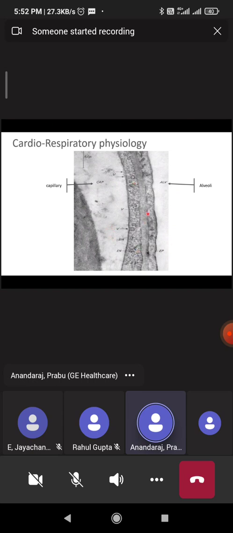Now, right now, only the gases are allowed to exchange. The blood in the capillary is not allowed to enter into the alveoli. So this is called the blood alveolar barrier. Under normal circumstances, it will not allow the blood to come from here to here, or any content of the blood, meaning the plasma, the liquid part of the blood, to cross this barrier.